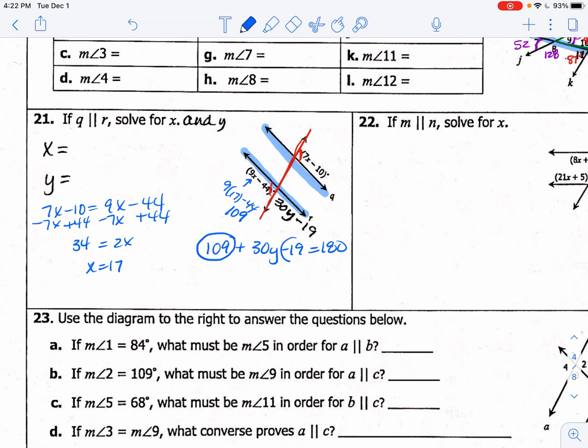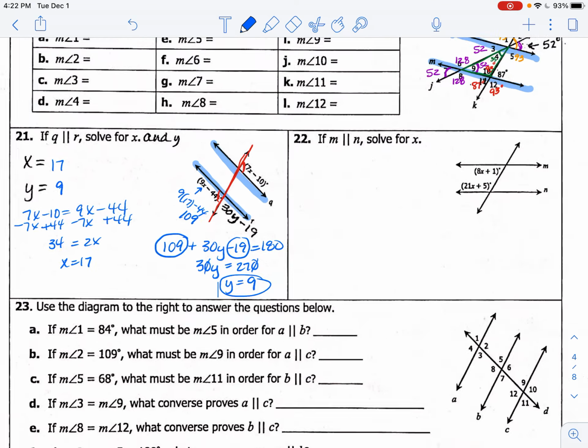All right, well, on the left, I've got 109 minus 19. So 109 minus 19, on the left, I have 90. If I go ahead and add that to the right, I'll have 30y is equal to 90 plus 180, which is 270. If I divide both sides by 30, or just 3 if I cancel a 0, I'm going to have y is equal to 9. So my y value is equal to 9, and my x value is equal to 17.